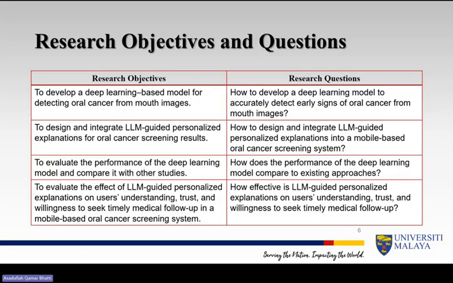So there are 4 research objectives aligned to 4 research questions. I'll give a quick callout on a few of them. For the descriptive, the objective is to develop a deep learning-based model for detecting oral cancer from mouth images. And the question is how to develop a deep learning model to accurately detect early signs of oral cancer from mouth images. And then for the experimental, it is more about evaluating the performance of the deep learning model and comparing it with other studies. The question here is how does the performance of the deep learning model compare to existing approaches? There are 4, and I won't go over all of them in the interest of time.